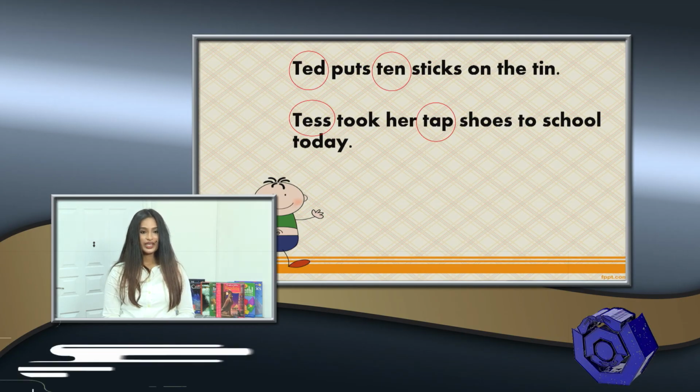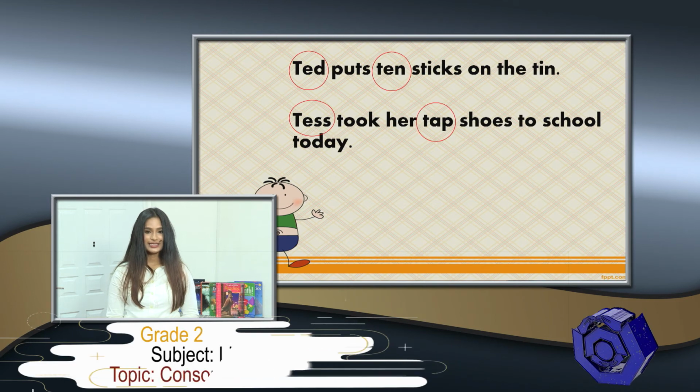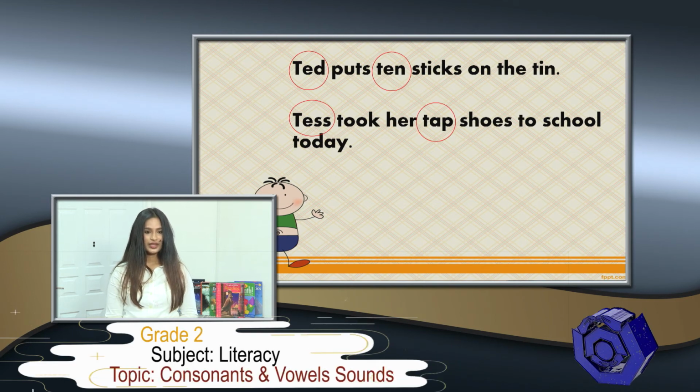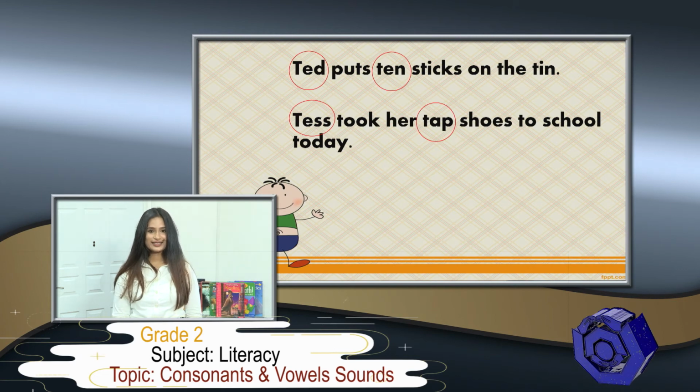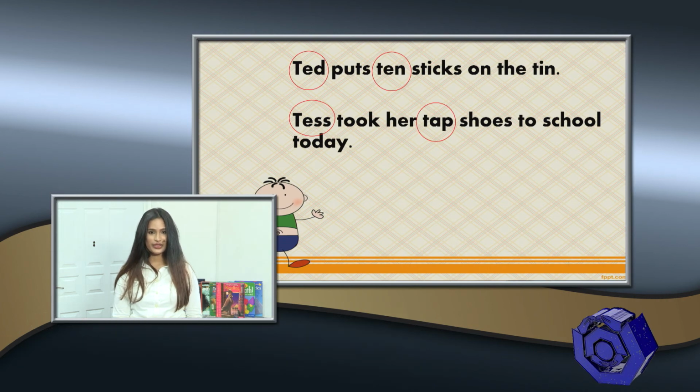Here they are, the words Ted and ten. Let's focus on Ted. Let's sound it out. The sounds in Ted are t, e, d. When we blend those letter sounds together, we get the word Ted. Our second word is ten. T, e, m. When we blend those letter sounds together, we get the word ten.